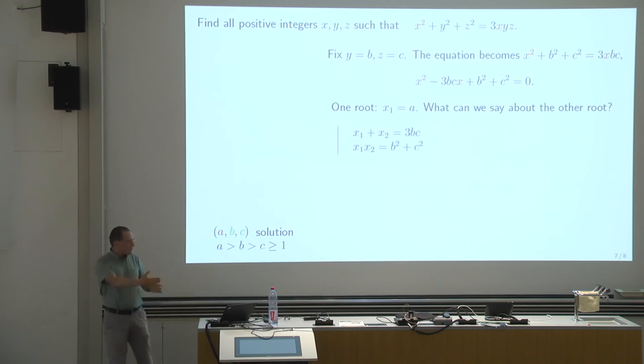Absolutely. So they add up to 3BC and they multiply to B squared plus C squared by Vieta's formulas. That's what you know about the two roots. They interact in this way. You know about their sum and about their product. Why is this useful? What can you deduce from here about the second root? Something that was pretty obvious before on the explicit calculations, but which in general requires an explanation.